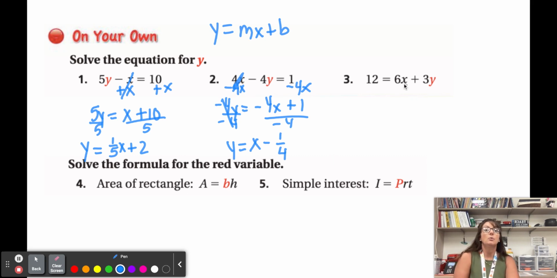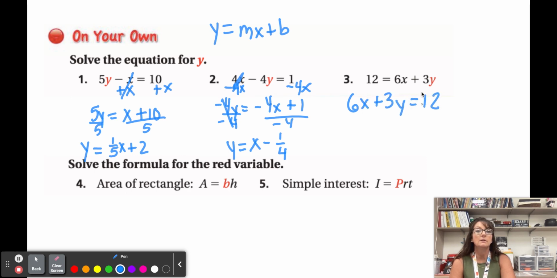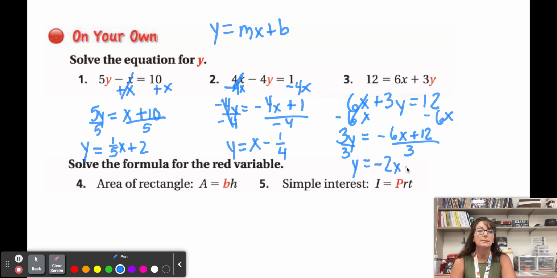All right. So we could, if you want to, go ahead and rewrite this whole thing as 6x plus 3y is equal to 12 to get the y on the left. Then we'll subtract the 6x because that's the term we're moving over to keep the y on the left. So we'll have 3y is equal to negative 6x plus 12. Then you're dividing everything by 3. So y is equal to negative 2x plus 4.